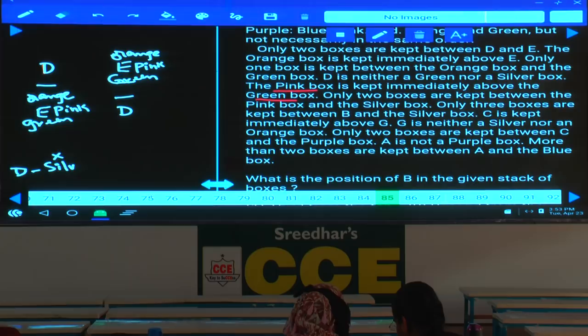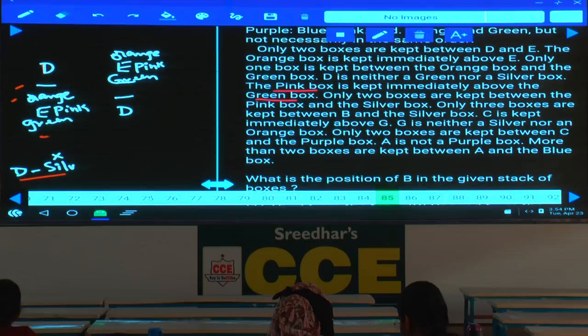In the first case, now 1, 2. And this D must be silver box. But whereas in this one, D is not silver, that is clearly given. Hence, this silver box cannot be above this pink box. Hence, it must be below this one. So how many boxes should be there? There are two boxes. Hence, this must be silver in the first case.